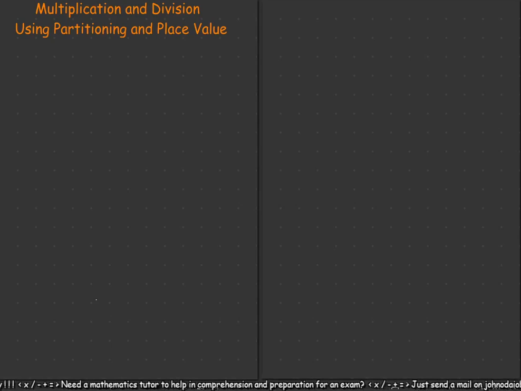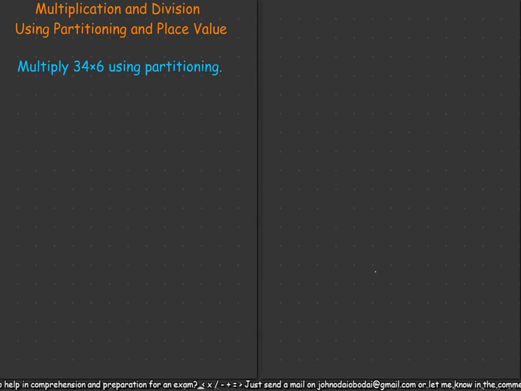Now, in our previous lesson, we saw that the partitioning method simply expands the number into the sum of their individual values and then works on them separately, right? So with that idea in mind, we'll pick some questions and then apply multiplication and then division. Looking at this first question, it says we should multiply 34 by 6 using partitioning. So the main thing we need to do here is to expand, or write our number in its expanded form.